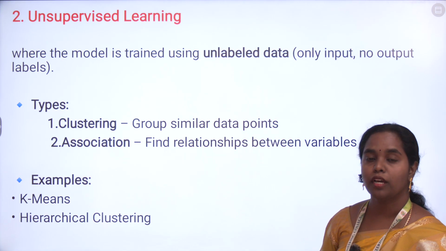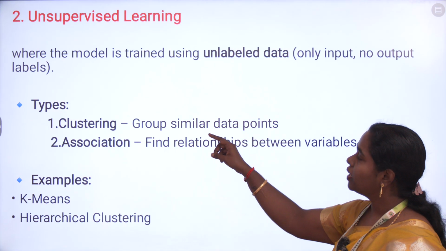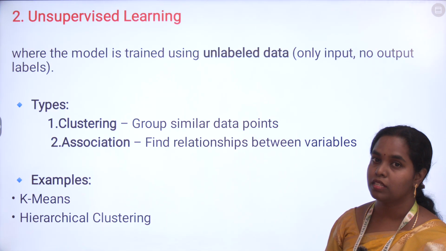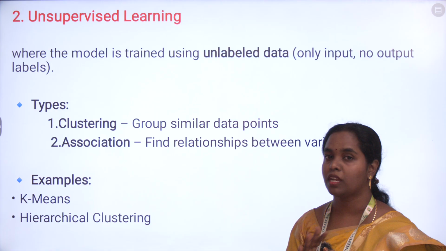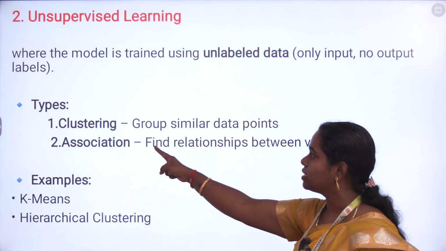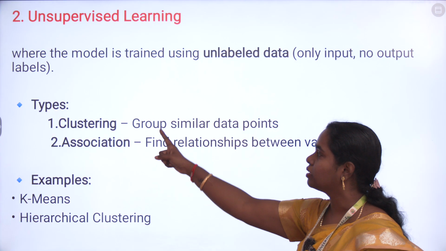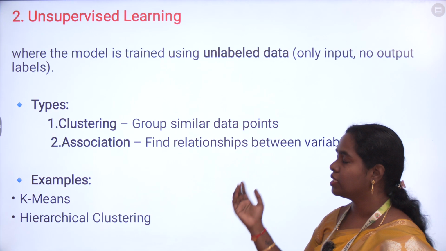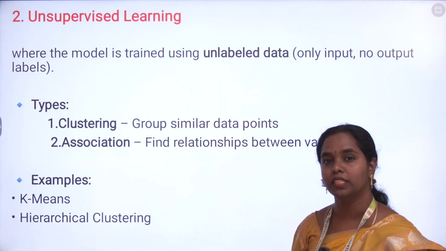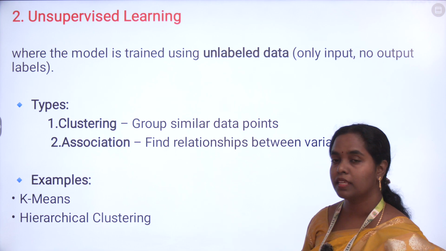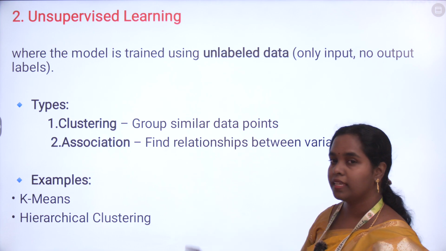The next type is unsupervised learning, where the model is trained using unlabeled data. Here we have only inputs, not outputs. Here also we have two types: clustering and association. Clustering is grouping similar data, and association is finding the relationship between two data. Examples of unsupervised learning are K-means and hierarchical clustering.